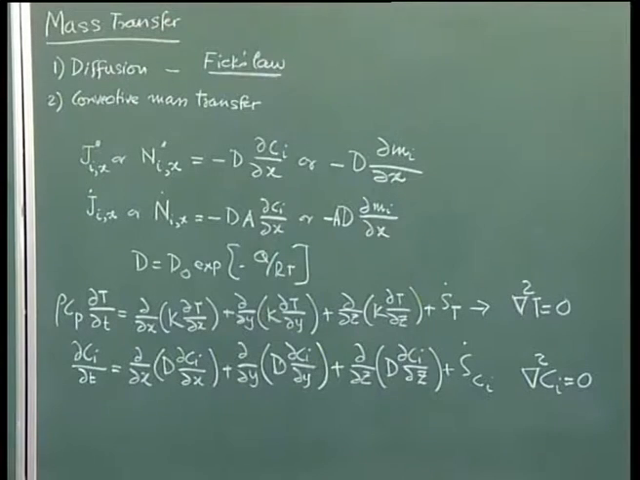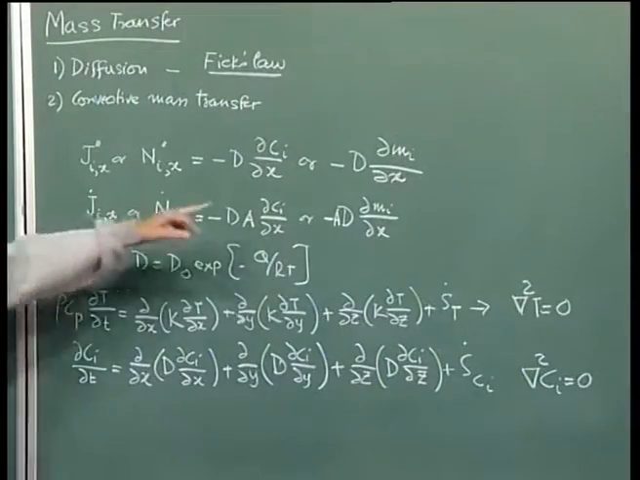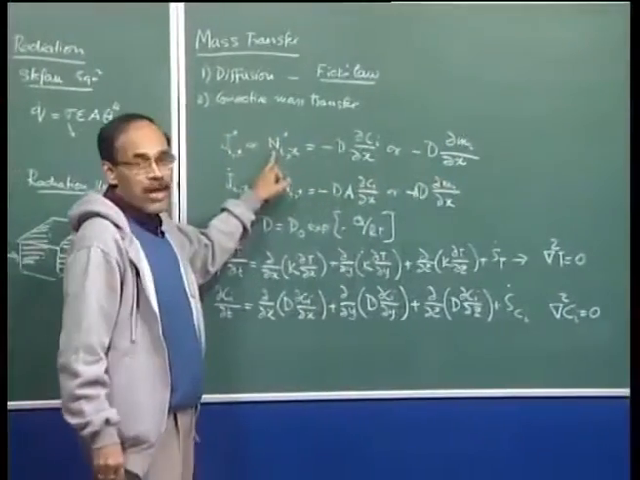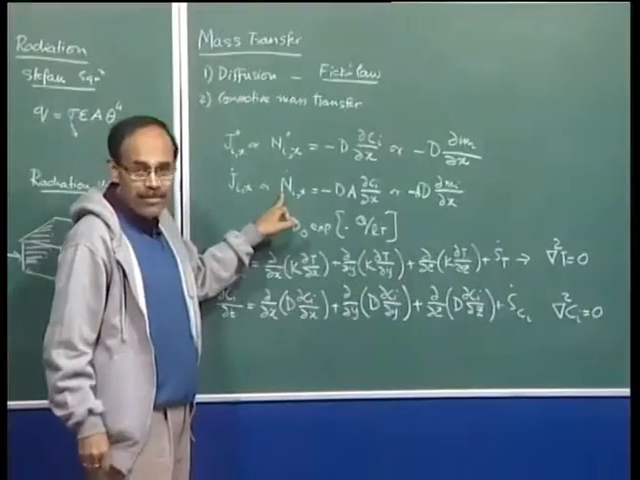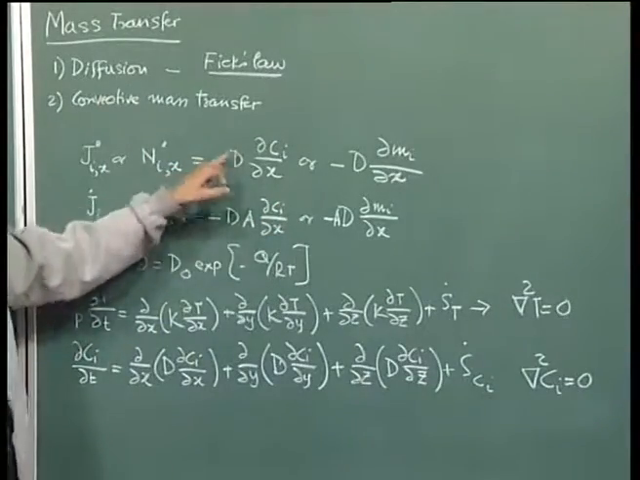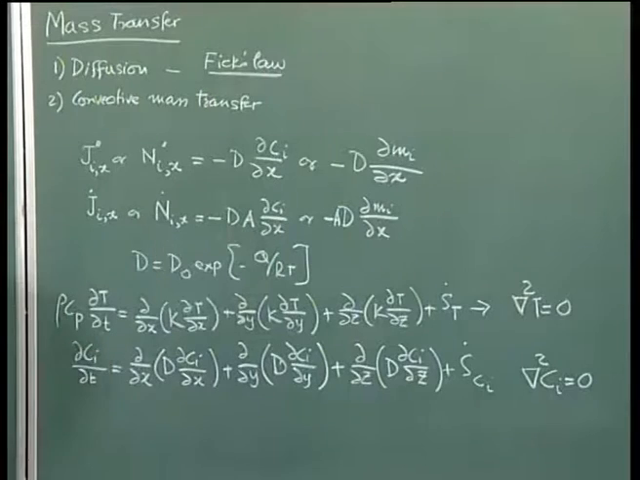So, if you can solve this equation, we should be able to find out the concentration field and the concentration gradient. Having known the concentration gradient, we should be able to find out the fluxes, or the net rate of transport, by multiplying with the relevant area through which mass diffusion is taking place.